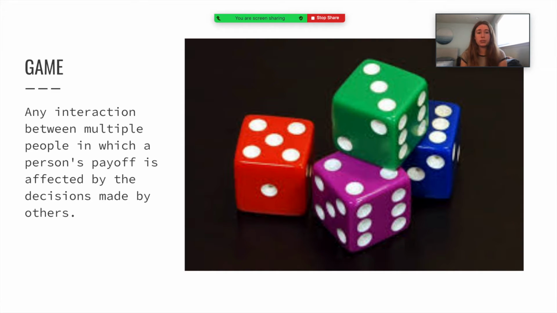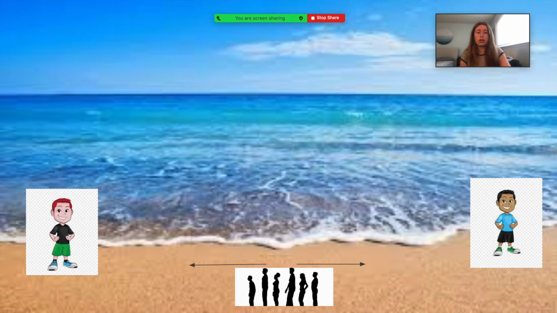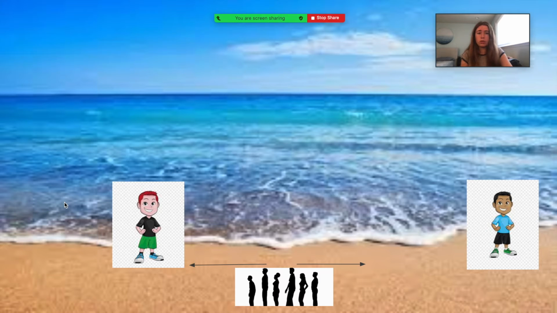For an example of this, we'll be looking at something called a game. A game is any interaction between multiple persons in which someone's payoff is affected by the decisions made by others. For example, Simon and Casey are selling ice cream on the beach. They have their stalls on opposite sides and split the customers pretty equally. Now, Simon over here decides that it'd be a good idea if he moves his stand closer to the middle of the beach.